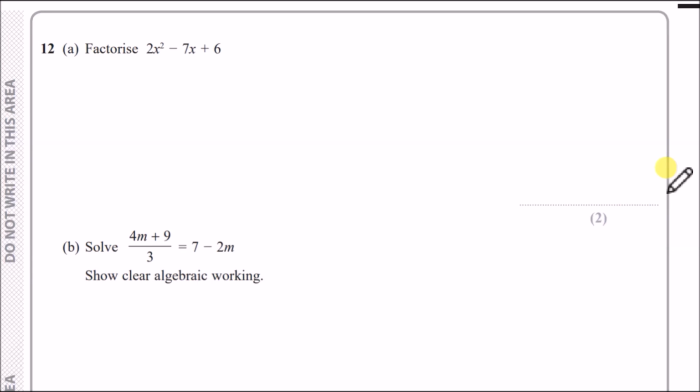Okay, let's try this out. So this is a quadratic equation. Now to factorize quadratics, you always use a double bracket. That's the first thing.